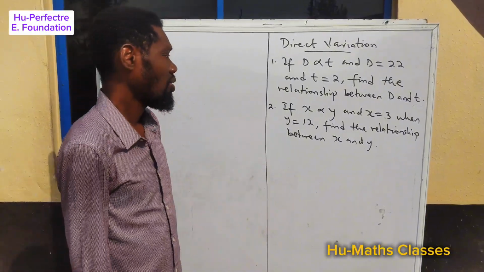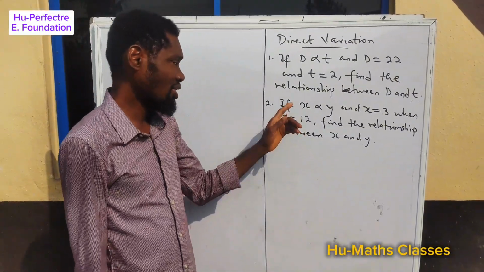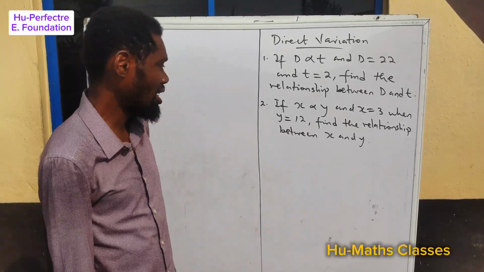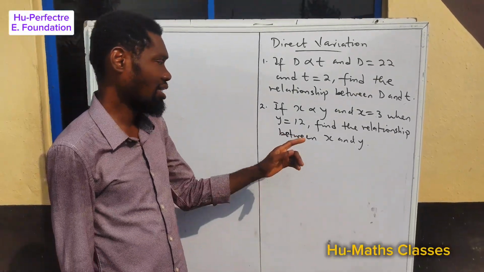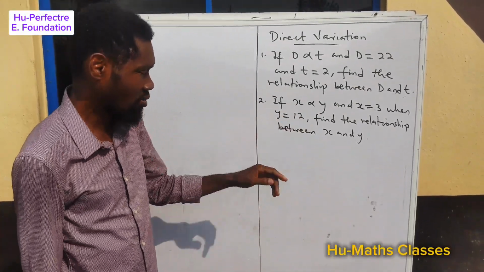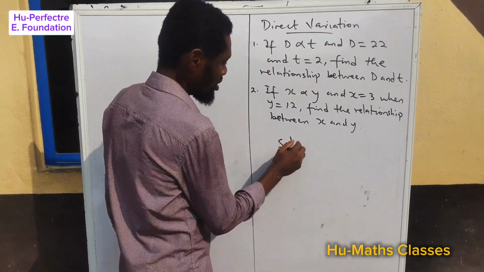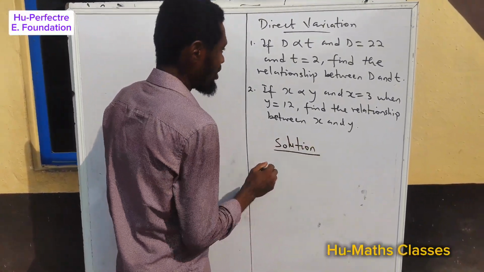Number two, if X varies directly with Y and X is equal to 3 when Y is equal to 12, find the relationship between X and Y. Let's solve the two problems here quickly. Gradually we'll be advancing the solving.